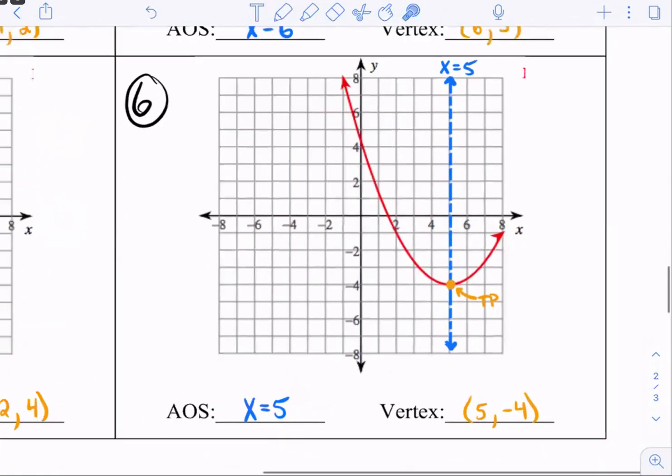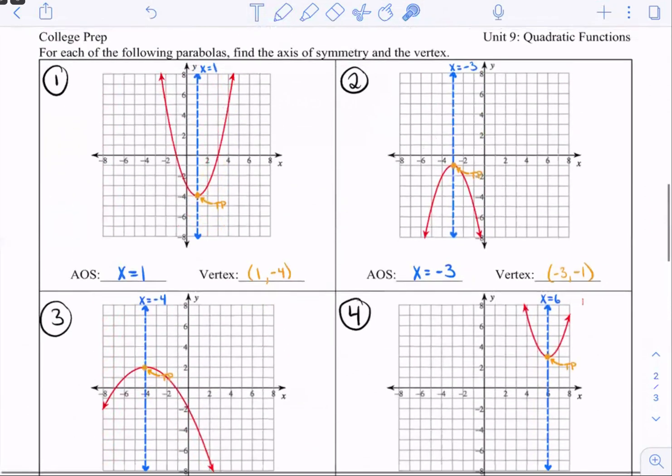So again, if you have any questions, please make sure you reach out to me. Make sure you know the difference between an axis of symmetry and a vertex.